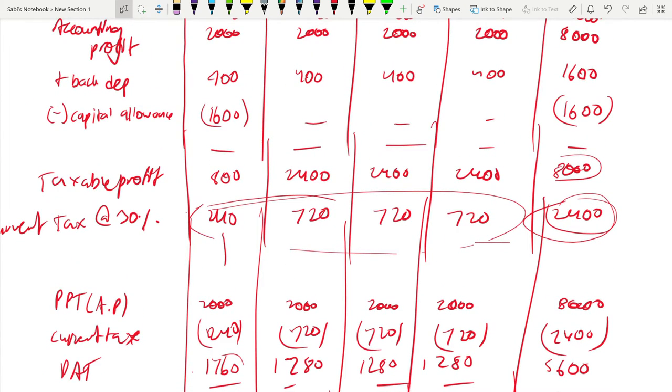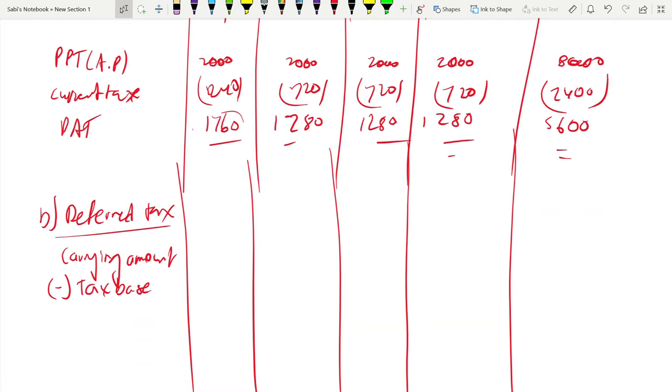What is the carrying amount of the asset? See, when you are taking the carrying amount of the asset, you are just taking the asset value and deducting the depreciation. The value of the asset was 1.6 million. Depreciation is 0.4 million. So 1.6 minus 0.4, 1.2 million. This is the carrying amount. Second year, another 400 is deducted from this 1.2 million. It became 800. Third year, 800 minus 400, 400. And the last year, fourth year, it will be zero, or you can write nil.